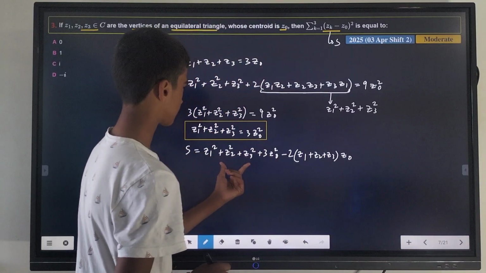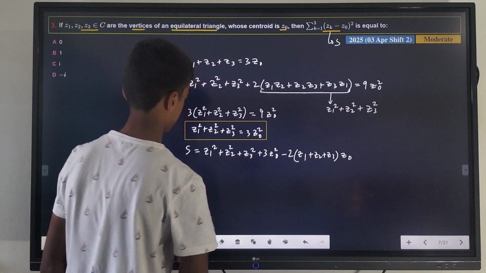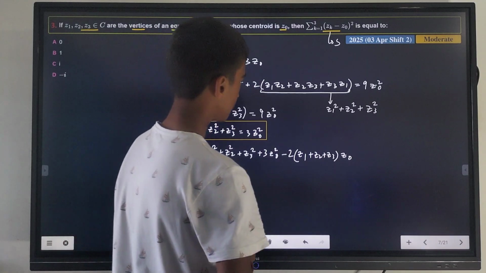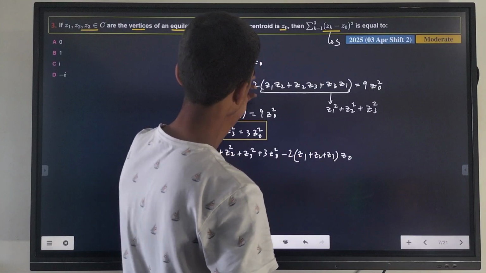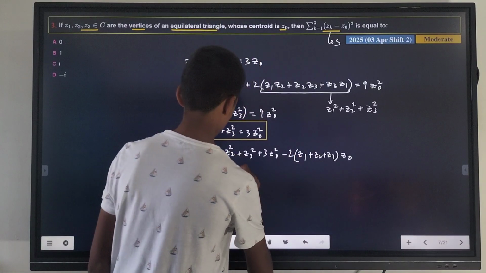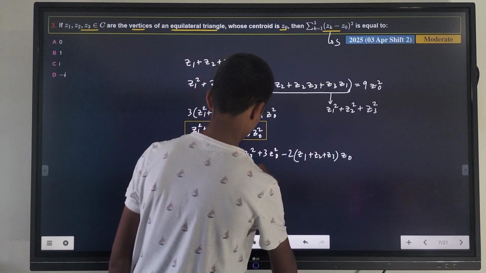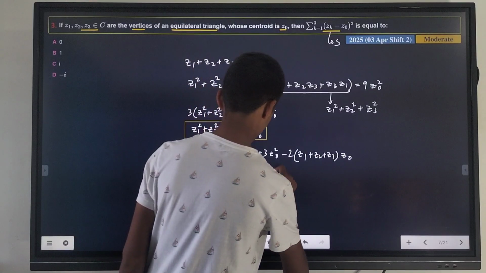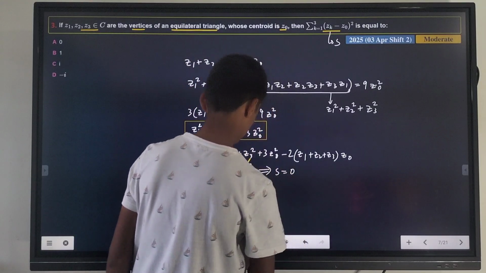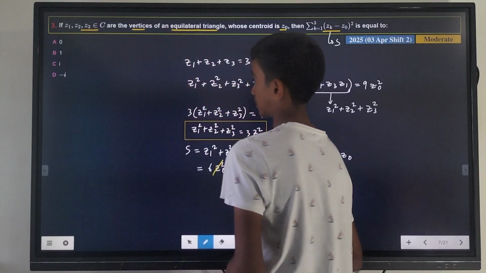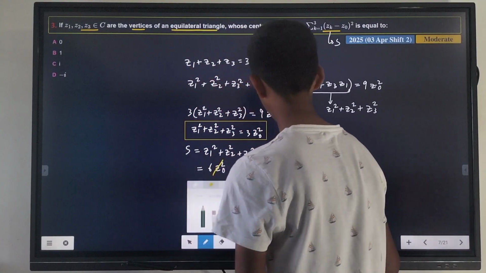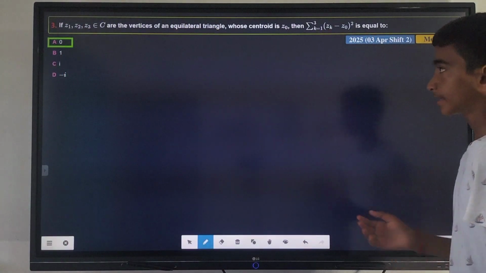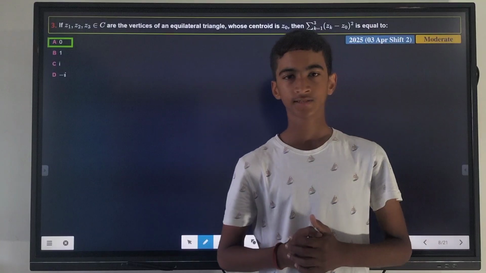So this will be 3z0 square. So 3z0 square plus 3z0 square is equal to 6z0 square. And z1 plus z2 plus z3 is 3 times z0. So this will be minus 6 times z0 square. And these two terms will get cancelled out. From here we will get S is equal to 0. So our answer will be option A. And here is our solution, and we can see that our answer is correct.